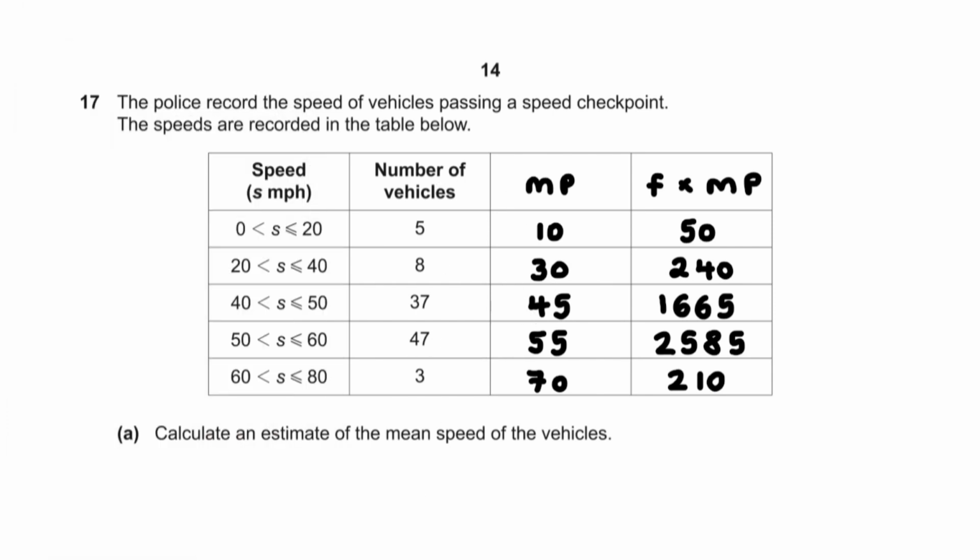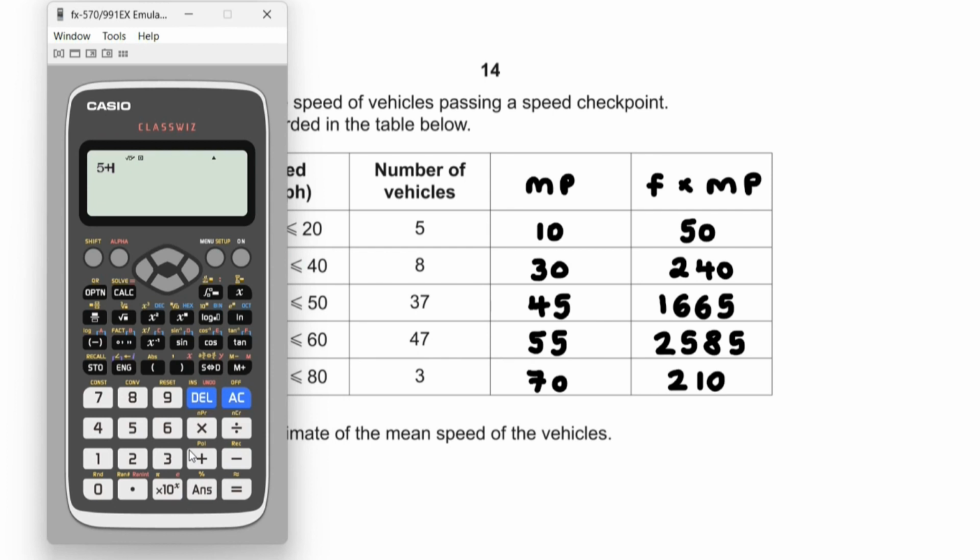Let's add all together the number of vehicles. 5 plus 8 plus 37 plus 47 plus 3 is 100. So we have 100 for the total number of vehicles. And if I add together the frequency times the midpoint, 50 plus 240 plus 1665 plus 2585 plus 210, that's 4750.